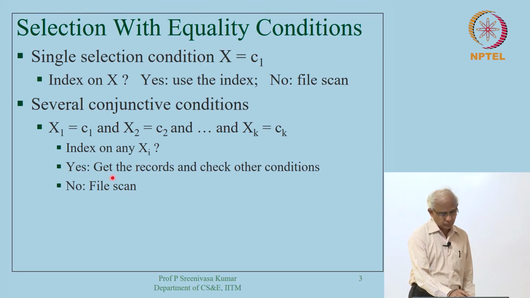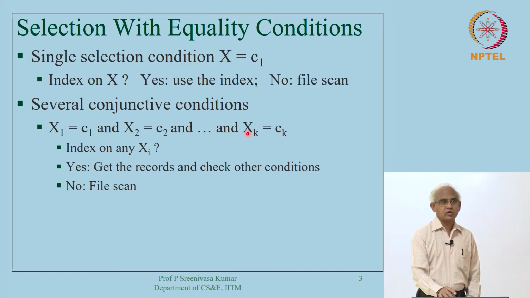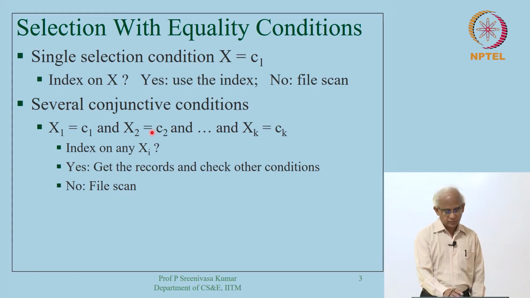So, no file scan will be required in case there is an index on any one of these attributes. Since there are many, it is likely that you will have an index on one of them, and so we can make use of them. Of course, if you have indexes on more than one of them, then you have a choice also. You can choose the index that has the better depth, in the sense that the average expected number of disk accesses using that index is low. For example, if a hash index exists, then you can make use of the hash index.